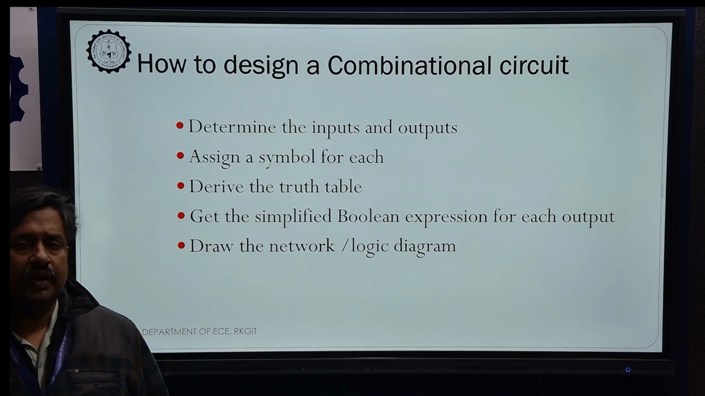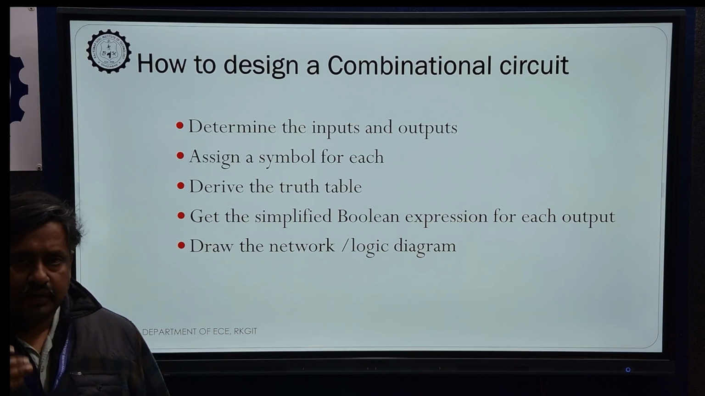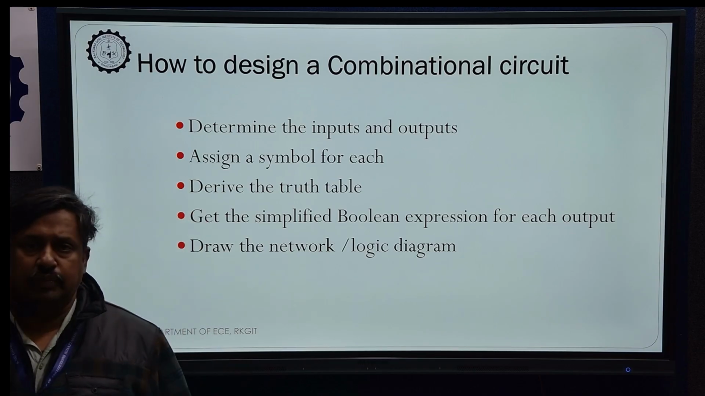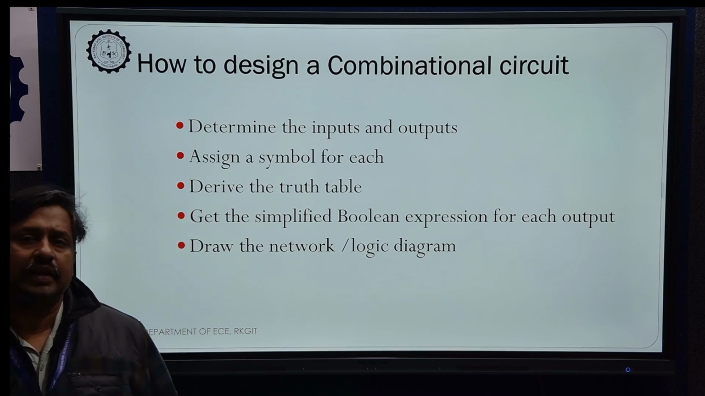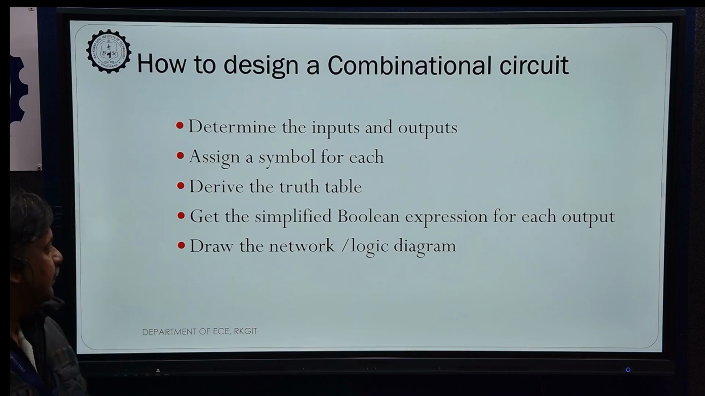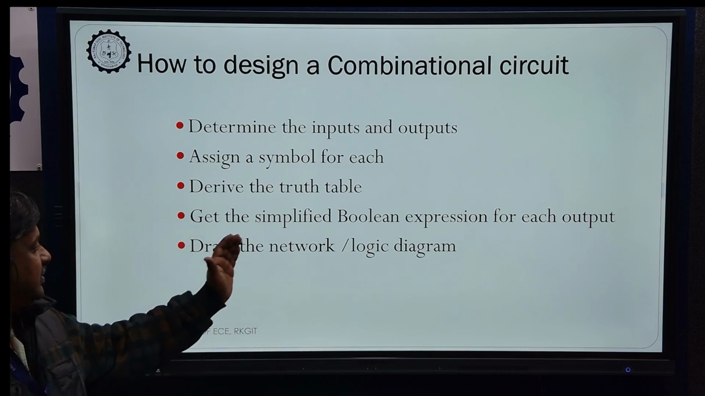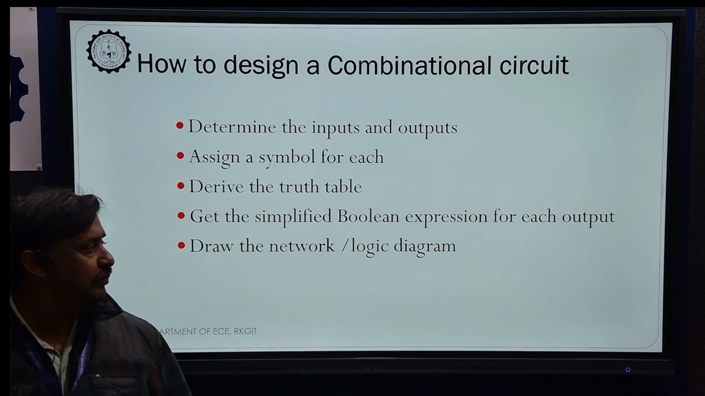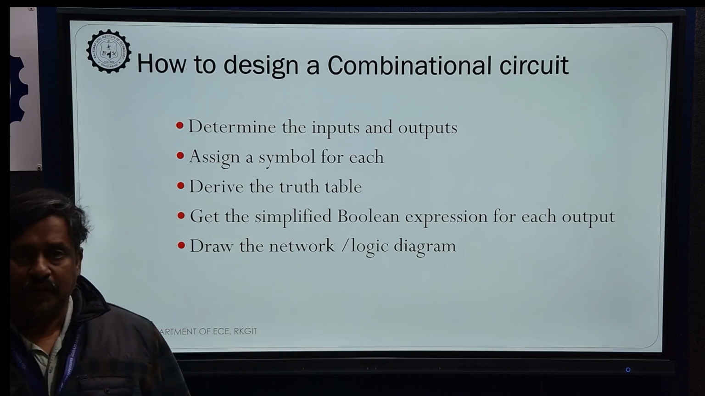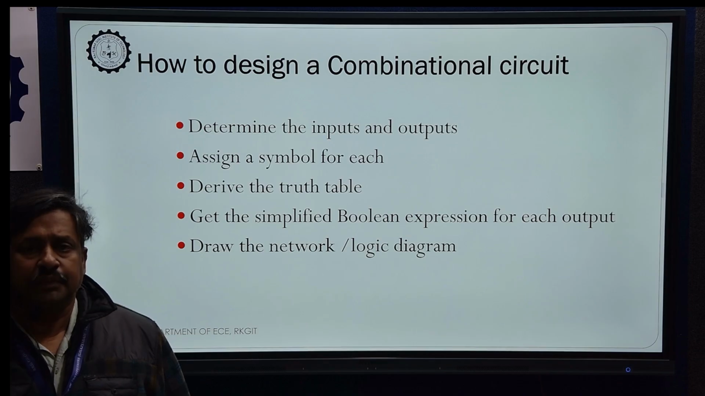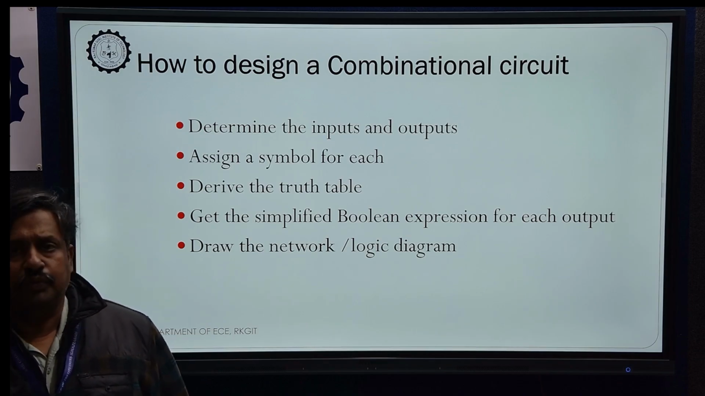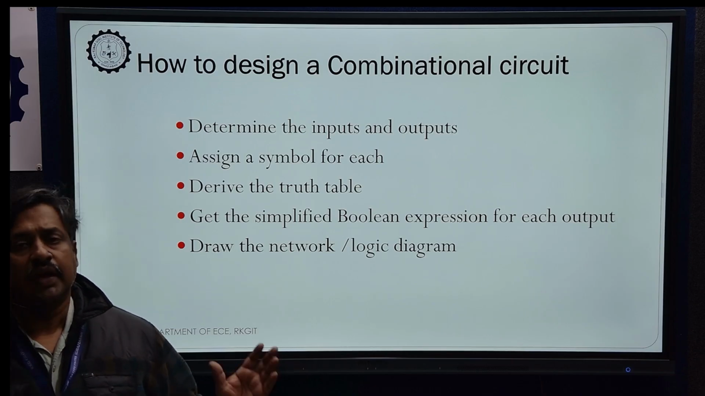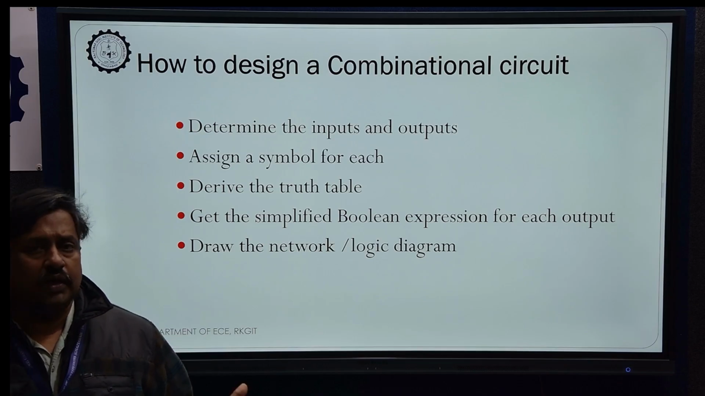So we have a set of inputs, we have a set of outputs, then we will derive the truth table. The truth table will easily explain for the particular inputs what will be the outputs. Then the next step, we have to get the simplified Boolean expression for each output. Already we have the truth table and the input and output relationship. Depending upon the inputs, suppose there are two inputs, there can be multiple outputs.